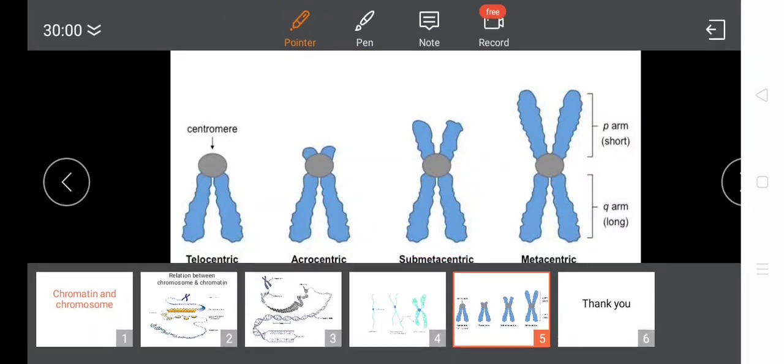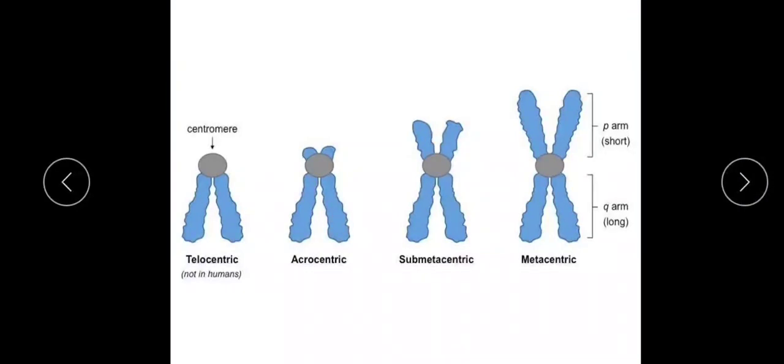In the third type, that is the acrocentric chromosome, the centromere is located in such a way that at one side the arms are very short and at the other side it's too long. You can see here the upper arms are too short and the lower arms are very long compared to the upper ones. So here the centromere is more towards one end. So this type of chromosomes are called acrocentric chromosomes.